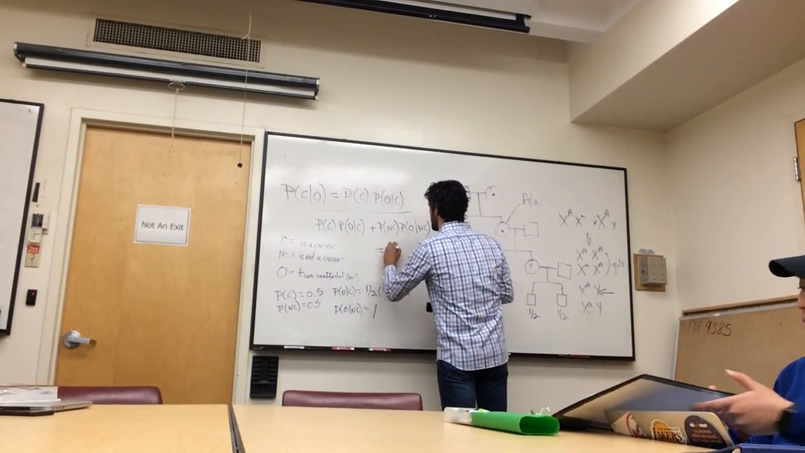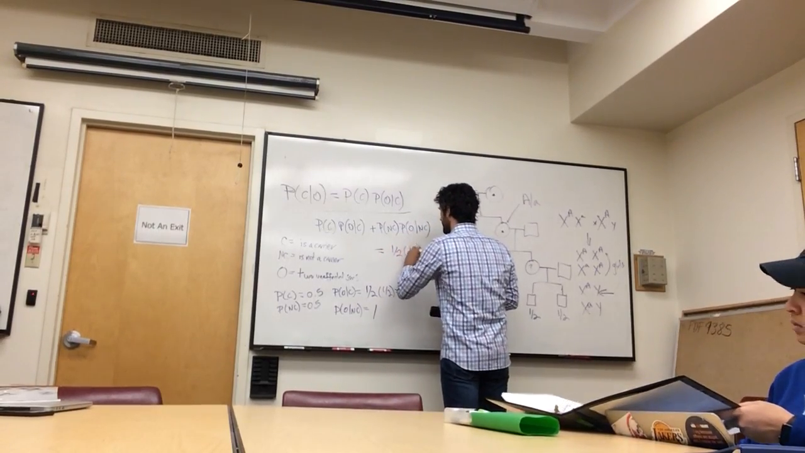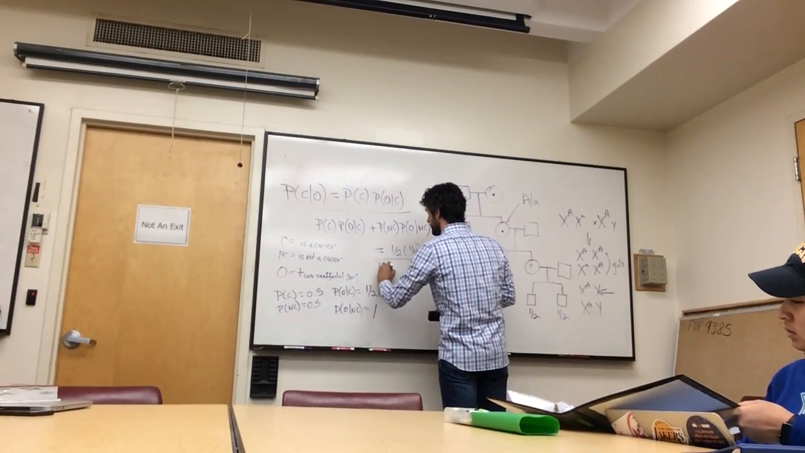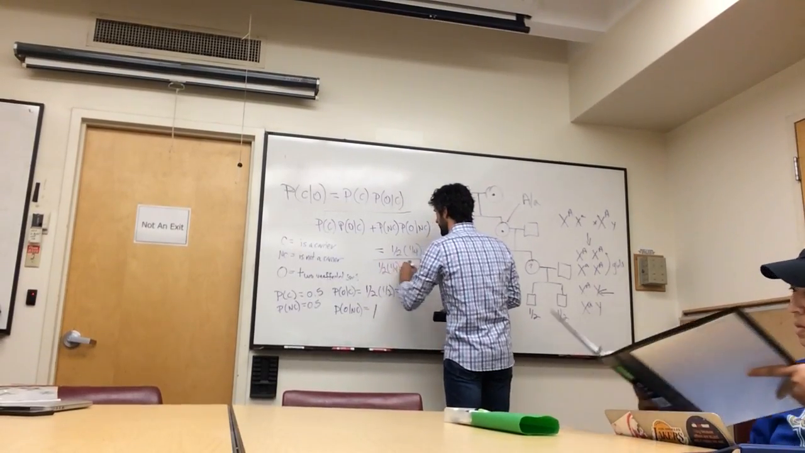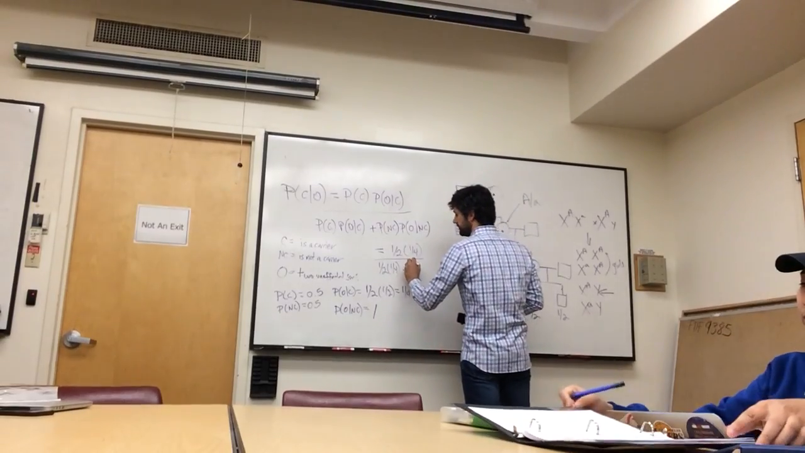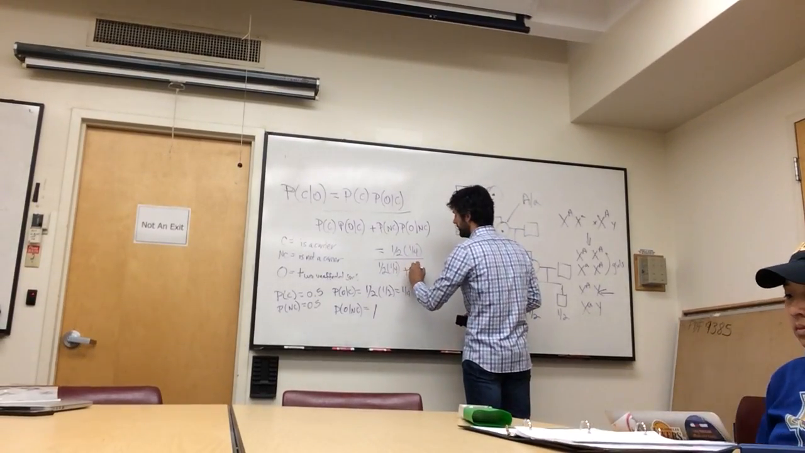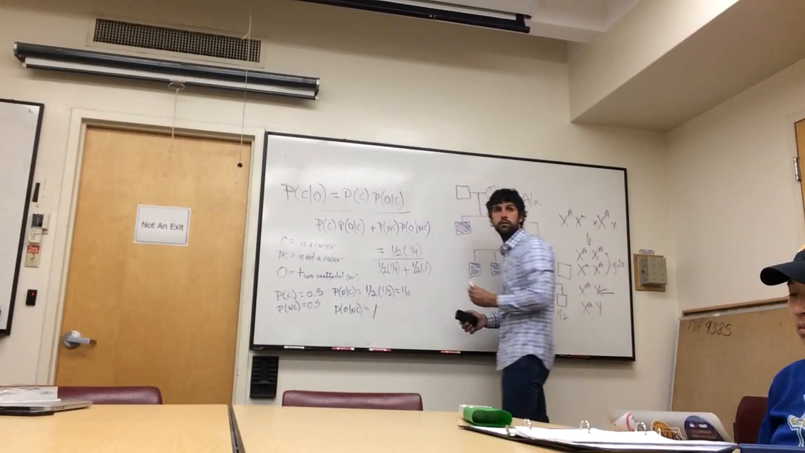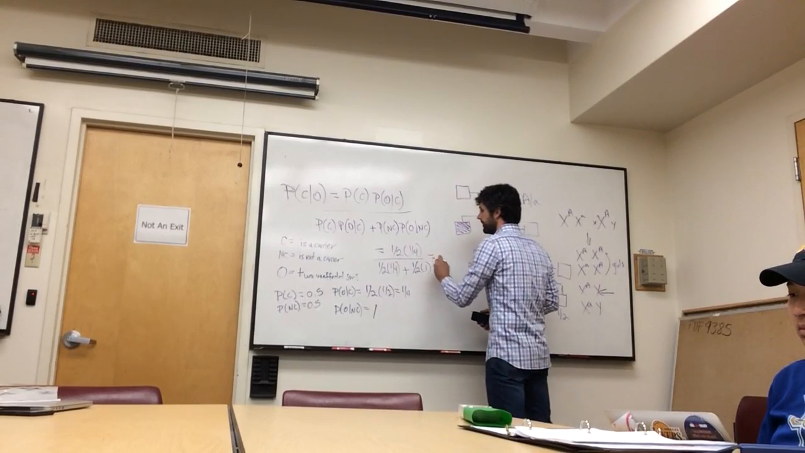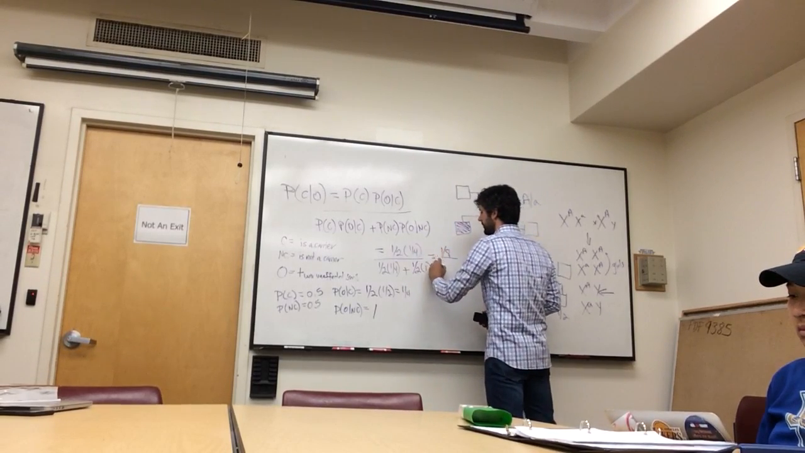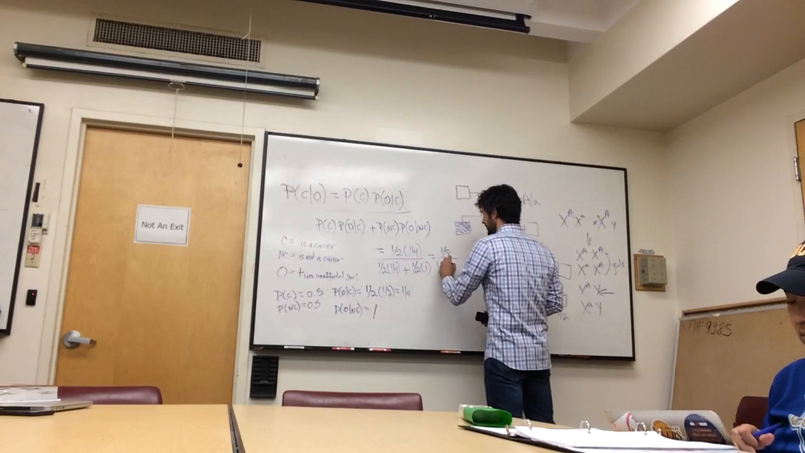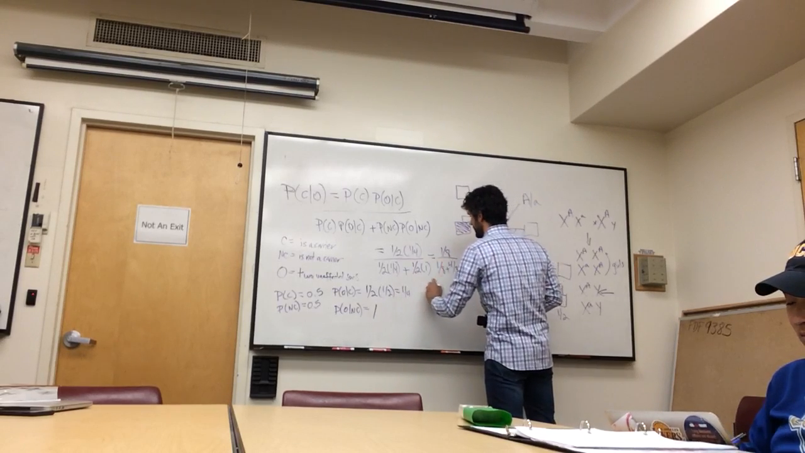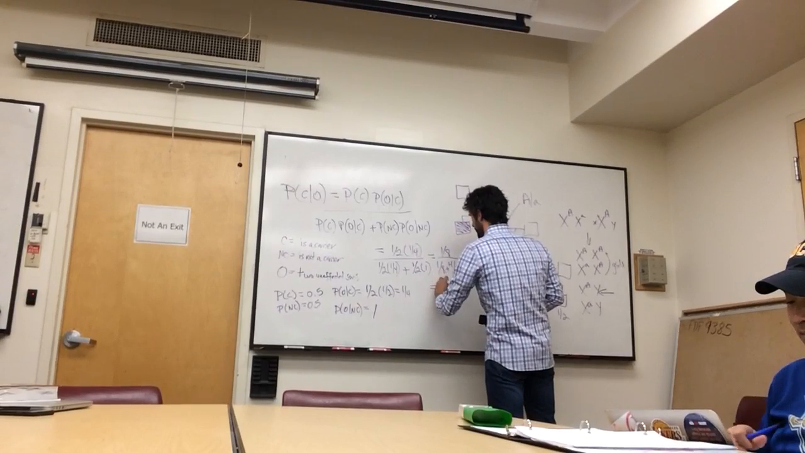Fine, we can do fractions. 1/2 times 1/4 over 1/2 times 1/4 plus 1/2 times 1. And so that gives us 1/8 over 1/8 plus 4/8, which is equal to 1/5.